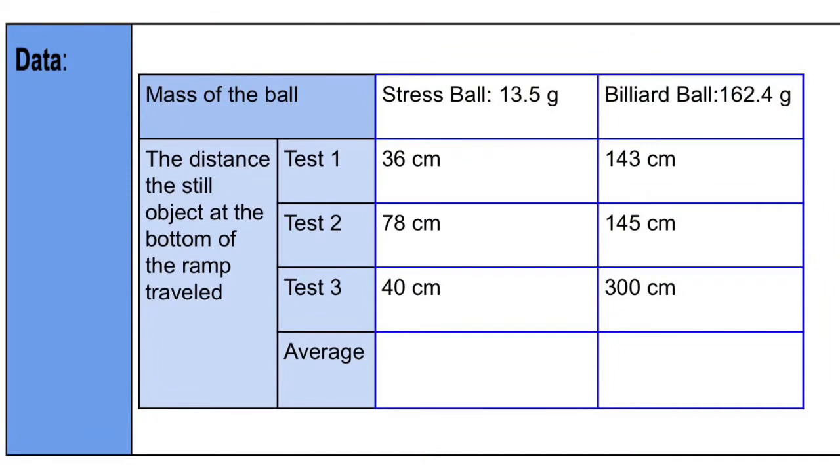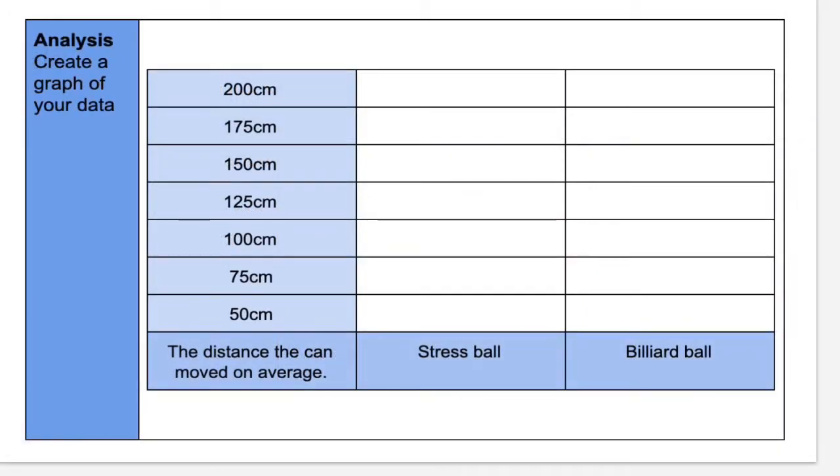Here you can see the test results from me running the stress ball and the billiard ball down the ramps. You can also see the mass of the stress ball and the billiard ball. You'll need to record all of this data into your slide and then use it to calculate the average distance that the soda can traveled when hit by either the stress ball or the billiard ball. Once you've calculated the average, you then need to add in some bars and create a small bar graph showing the average distance that the can moved for the stress ball and the billiard ball.